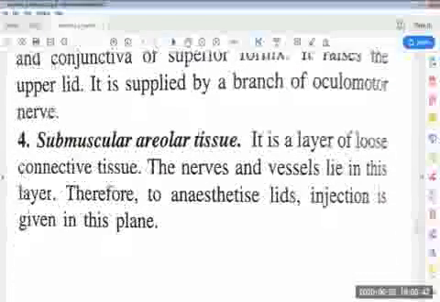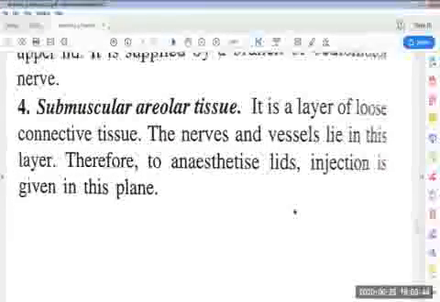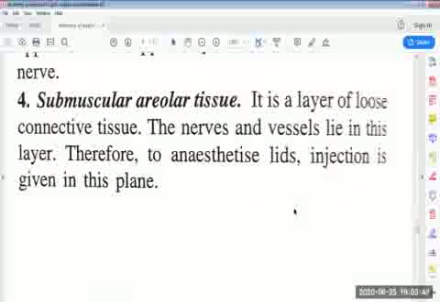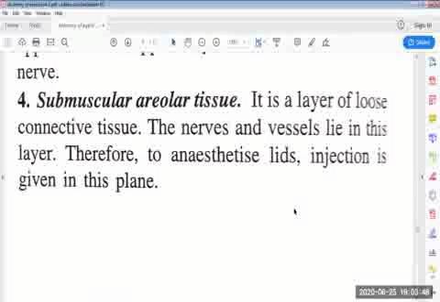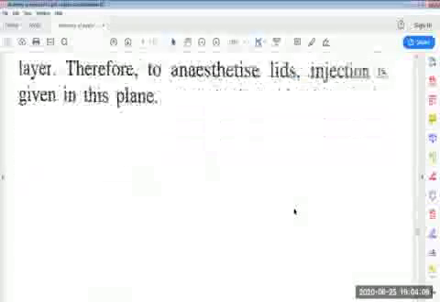Then the fourth layer in the eyelid is the submuscular areolar tissue. It is a layer of loose connective tissue, and the nerves and vessels lie in this layer. Therefore, to anesthetize the lids, the injection is given in this plane of submuscular areolar tissue, which is supplied by the nerves. It is anesthetized by the injection.